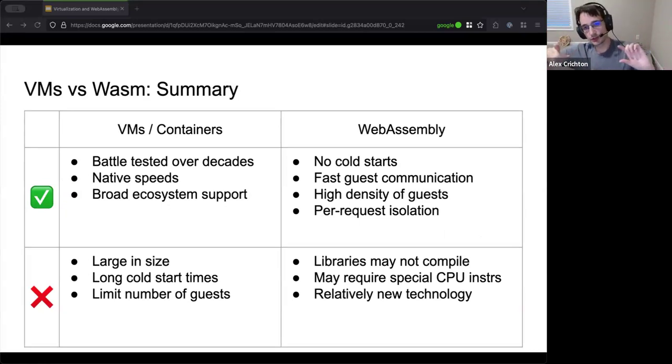And you'll find these are swapped for the WebAssembly side of things. So in WebAssembly, there are no cold starts. You can communicate very, very quickly between guests. You can put tons of guests on one machine, and you get this model of per request isolation.